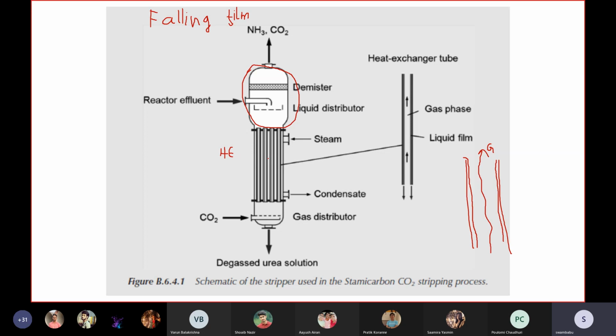That way they are able to achieve the reaction immediately followed by the stripping, because we need to carry out the reaction and stripping at the same pressure. That's why they join both.